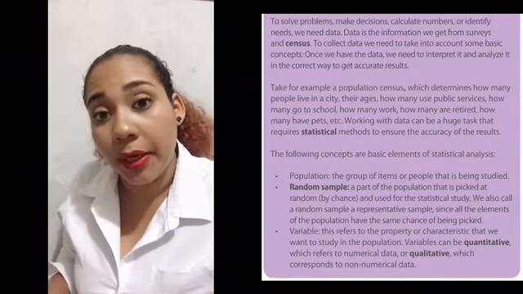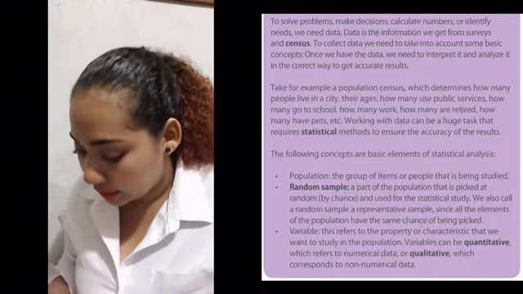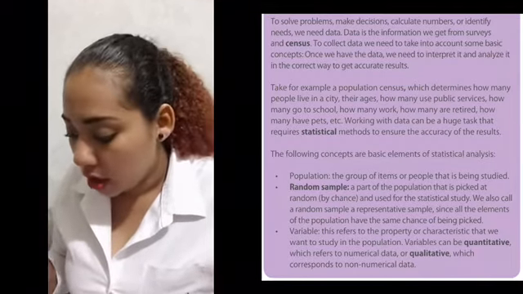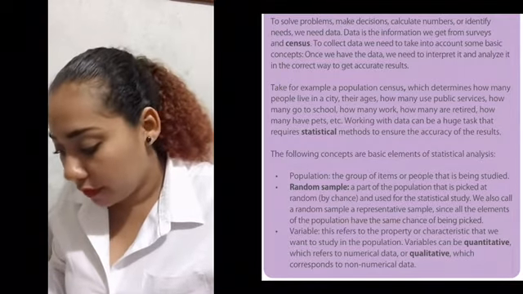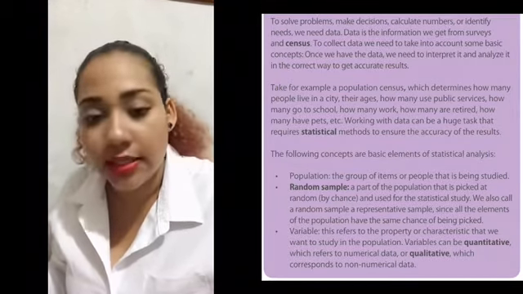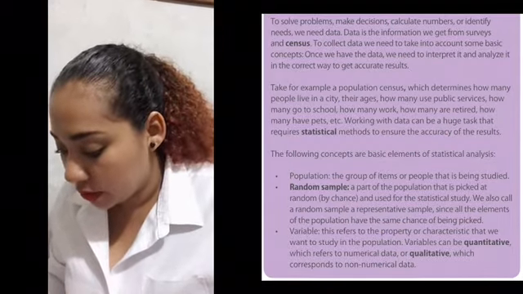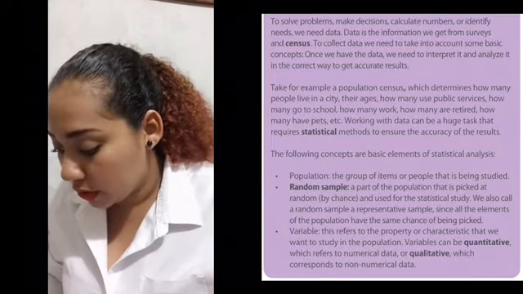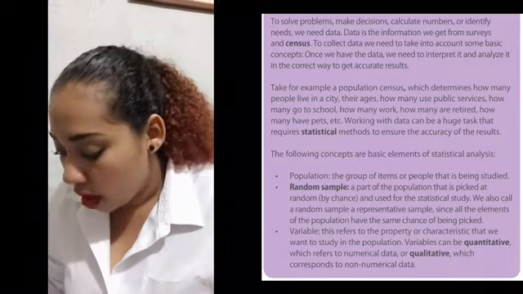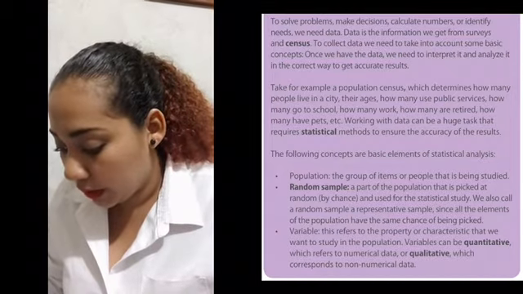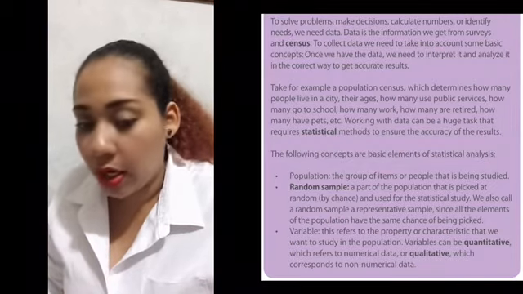So let's start by reading this purple information. It says, to solve problems, make decisions, calculate numbers, or identify needs, we need data. Data is the information we get from surveys and census. To collect data, we need to take into account some basic concepts. Once we have the data, we need to interpret it and analyze it in the correct way to get accurate results.